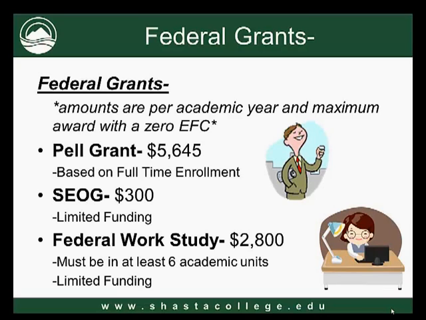Federal Work Study, $2,800, is the maximum amount that you can earn throughout the academic year. You must be enrolled in at least 6 units and it is limited in funding. The Federal Work Study is like having a job on campus. You have to earn the money by working.